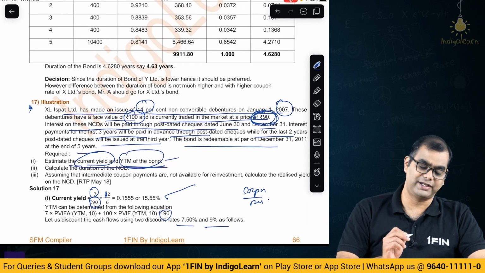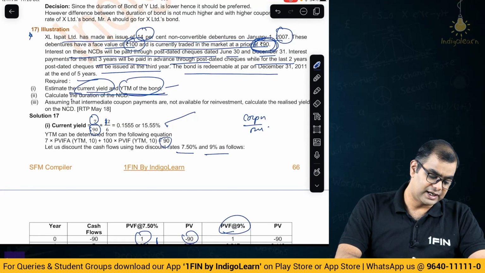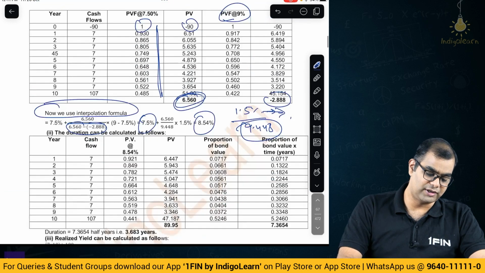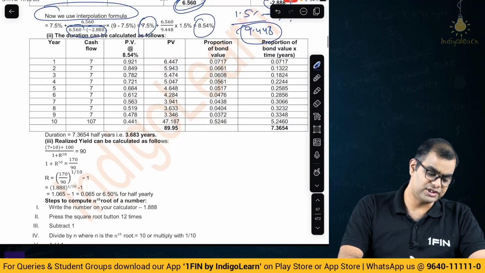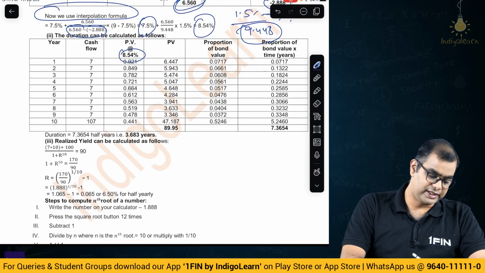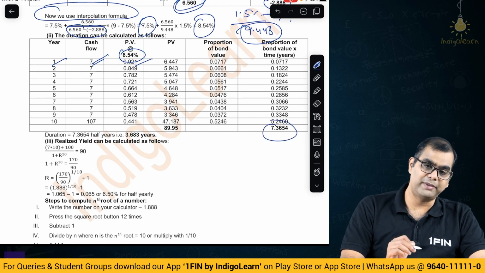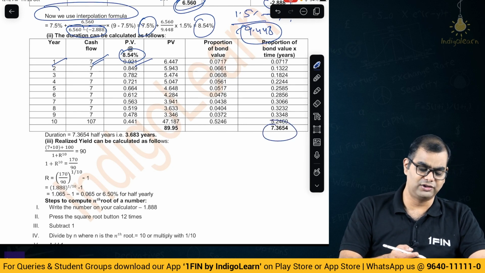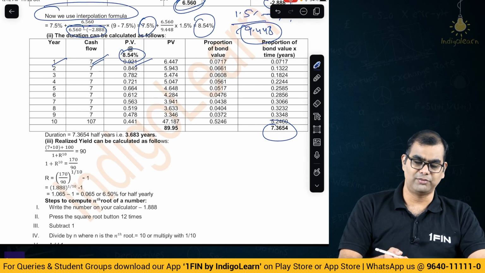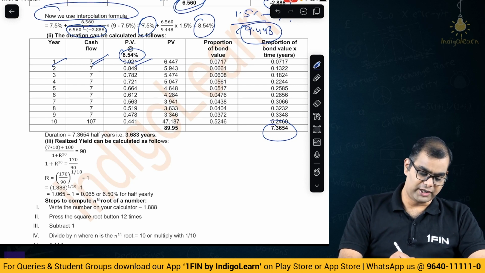Estimate current yield and YTM of the bond. What are we now looking at? Calculate the duration of the NCD. How will you compute the duration? Duration is using this 8.54. So you take present value of cash flow, into present value factor, into cash flows, into time, and compute it and divide it by P0, or take the proportion of the value of the bond by total value of the bond. You get 7.36 years.